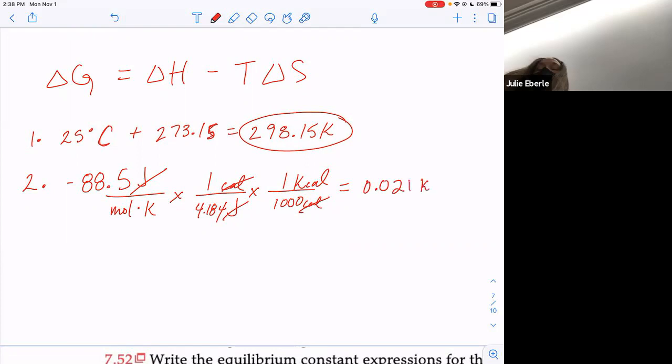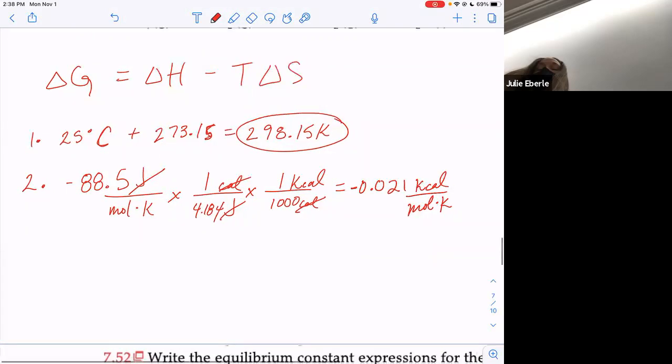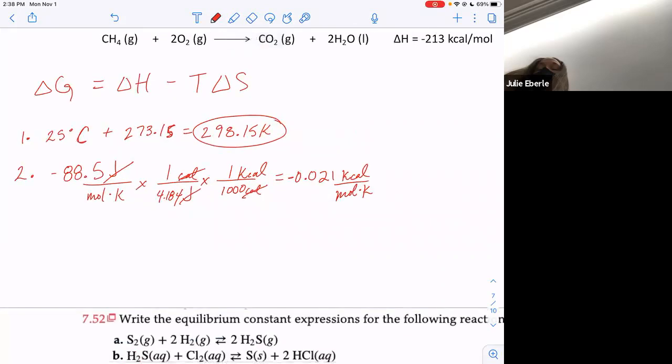21? Okay, that's good. Kcal per mole. The per mole Kelvin don't go away. Did I get the number right? That's right. Don't let me forget the negative. There we go. Okay. Now we have, this is our delta S, right? We just solved for delta S. There's our delta S.